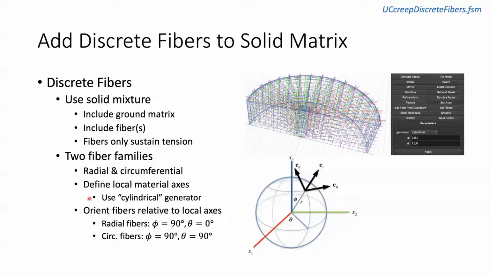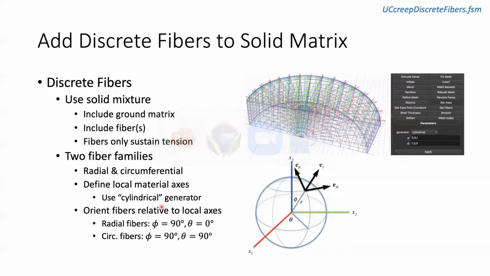So now I'm going to use the angles option. I have a spherical coordinate system for specifying fibers. So I'm going to put one fiber family in the radial direction, which is the red direction, and that will correspond to this phi angle, the spherical angle, from the Z axis down to the X axis is going to be 90 degrees, and the angle relative to the X direction is going to be 0 degrees. That's going to be the radial fiber. And for the circumferential fiber, which is the green one, I'm going to use phi is 90 degrees and theta is 90 degrees. So let's do that.